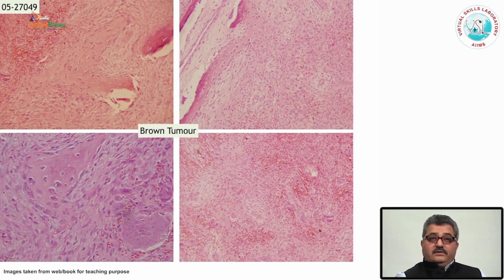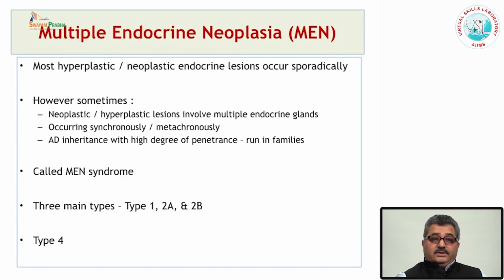One has to be very careful, especially when there is a giant cell tumor in the smaller bones, in the jaw bones. One has to rule out hyperparathyroidism, which is a close mimic of giant cell tumor of the bone. Now, most of the time, these parathyroid adenomas and hyperplasia are associated with some syndrome. The most common is multiple endocrine neoplasia.